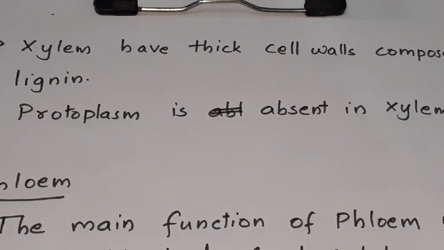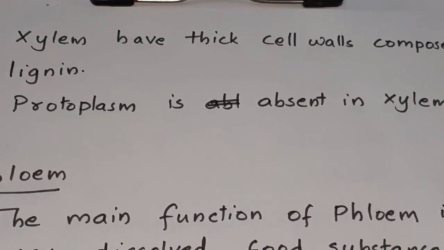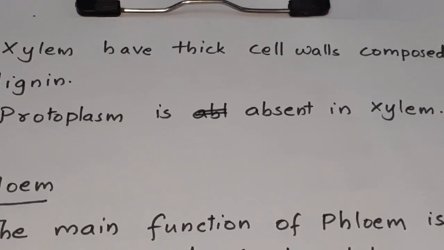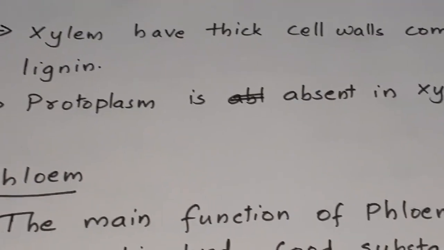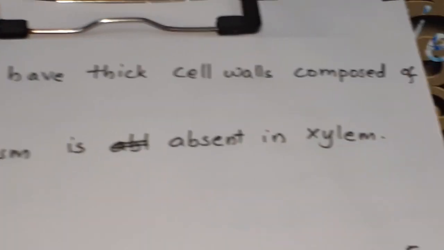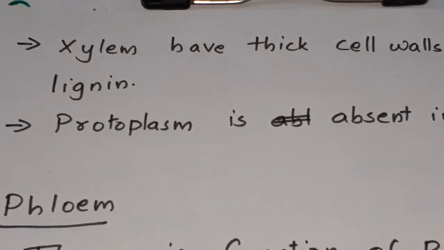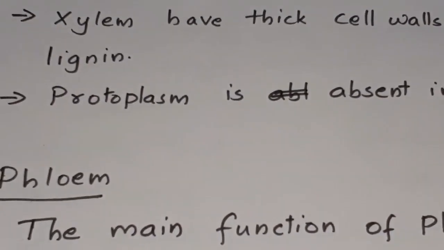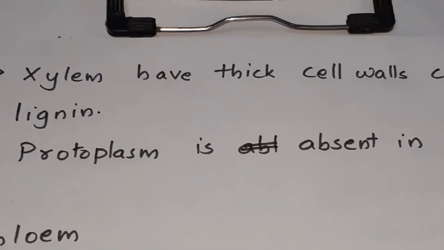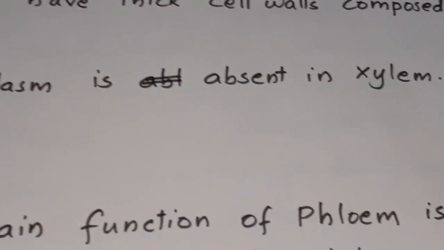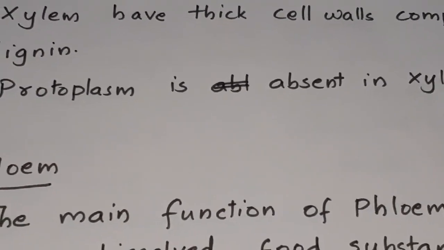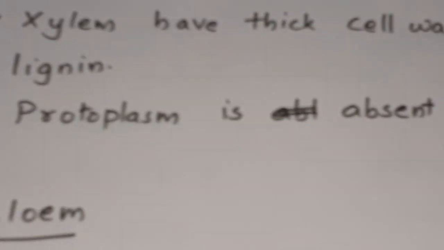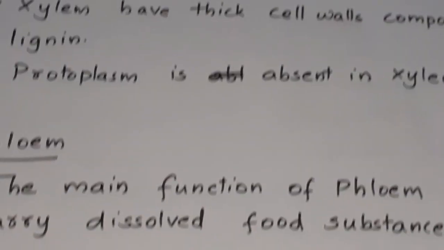Now, the third property of xylem is that xylem has thick cell walls composed of lignin. The xylem vessels have very thick cell walls, made up of lignin. Now, the last, protoplasm is absent in xylem. Keep in mind, protoplasm is absent in xylem. Protoplasm means the living part inside the cell, and it is absent in xylem.